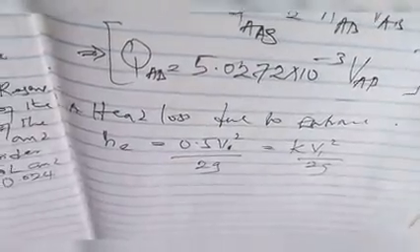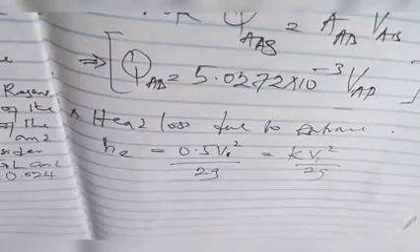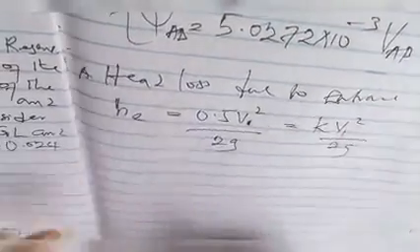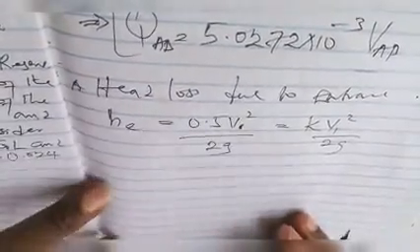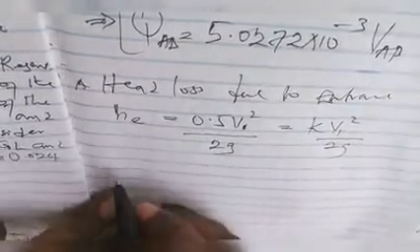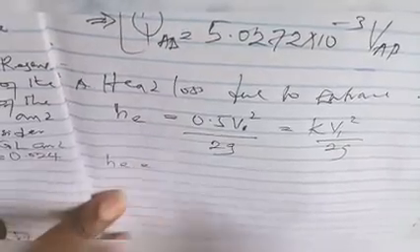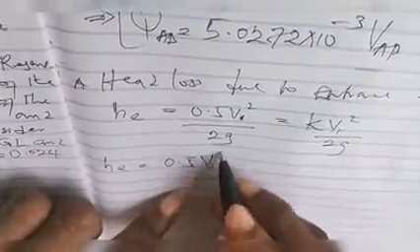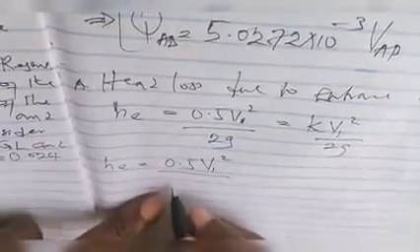That's why, if you look through the question, it was also given: take K entrance to be equal to 0.5. It is always given as 0.5. You have to know that as a constant term. Since we don't know V1, we simply write that head loss due to entrance is equal to 0.5 V1 squared all over 2g.